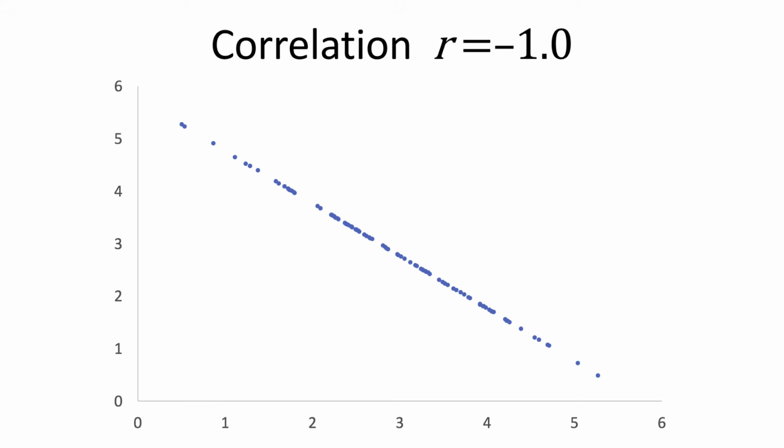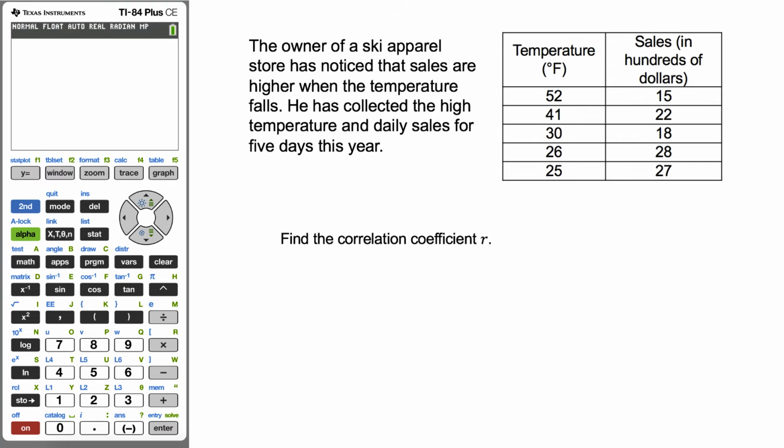Let's look at how to calculate a correlation coefficient using the calculator. The owner of a ski apparel store has noticed that sales are higher when the temperature falls. He has collected the high temperature and daily sales for 5 days this year. We want to find the correlation coefficient R of this data. To do that, we'll enter the data into our calculator.